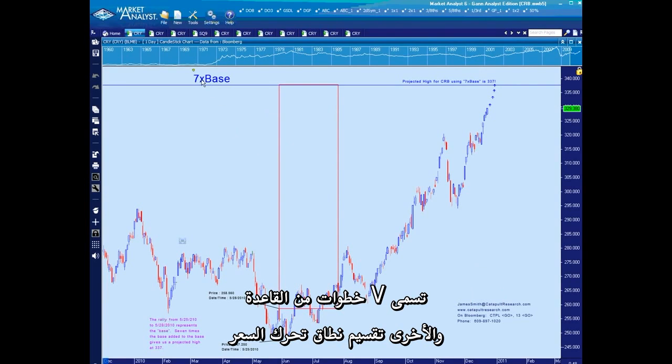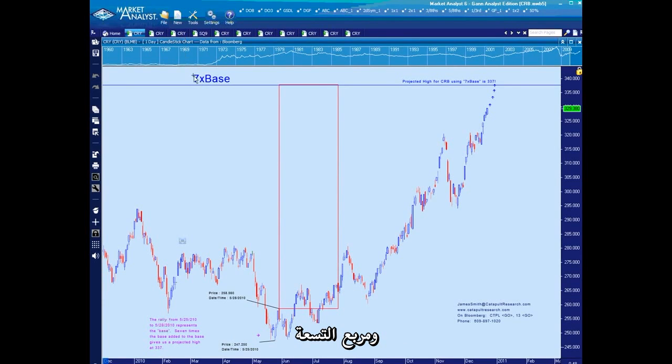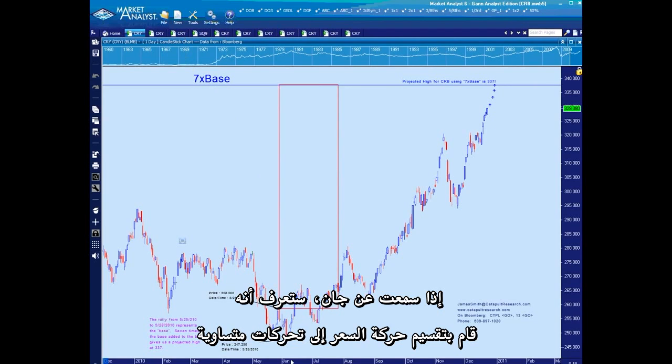One called 7 times the base. The next one, the division of the ranges, and the square of 9. So let's start with 7 times the base. If you're familiar with Gann, you know that he divided each swing move into 8 equal increments.